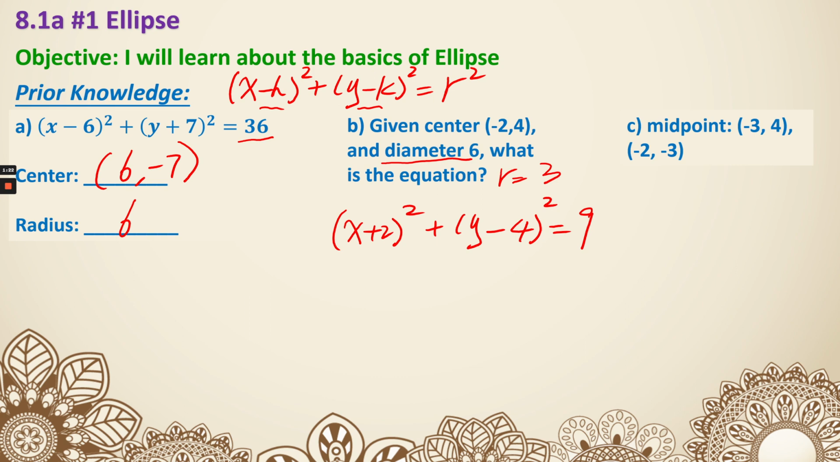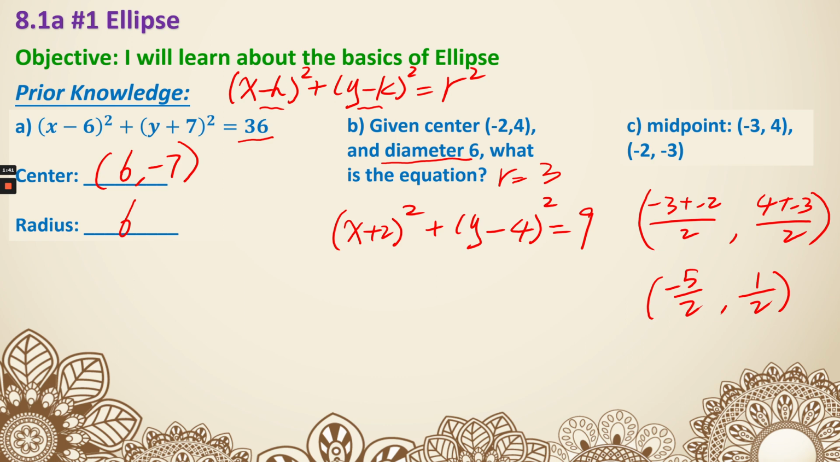C, finding the midpoint of these 2 points basically means we're averaging the x coordinates and the y coordinates. So for the x, negative 3 plus a negative 2 divided by 2. For the y, 4 plus a negative 3 divided by 2. That would simplify to be a negative 5 over 2 and a 1 over 2. That's question C.